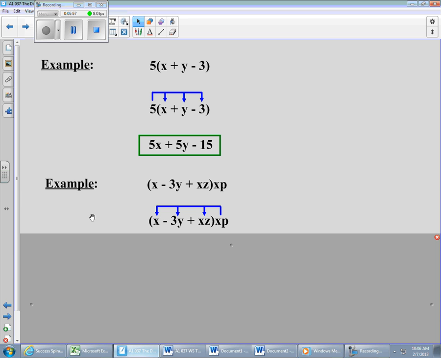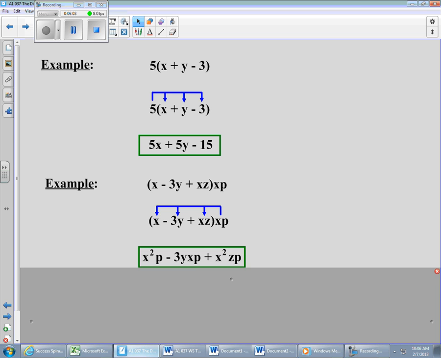You'll have a Z. You'll have a P. What happens here with the two X's? X squared. There you go. Okay. So this can get as weird as a problem wants it to get.